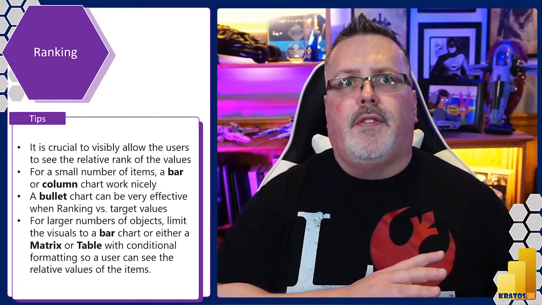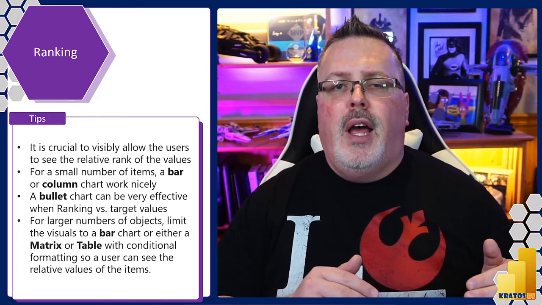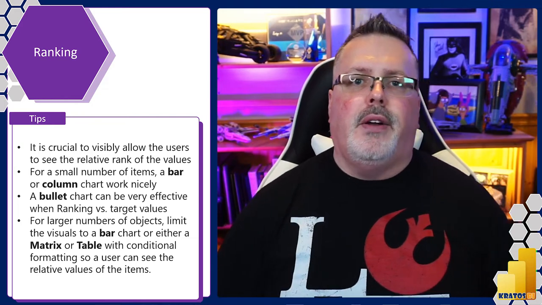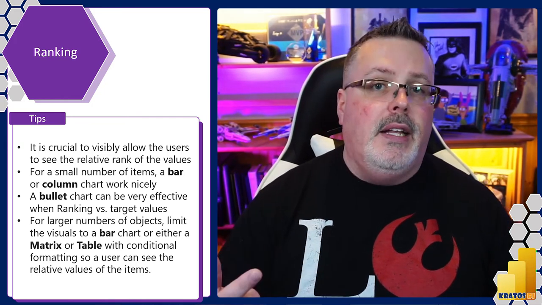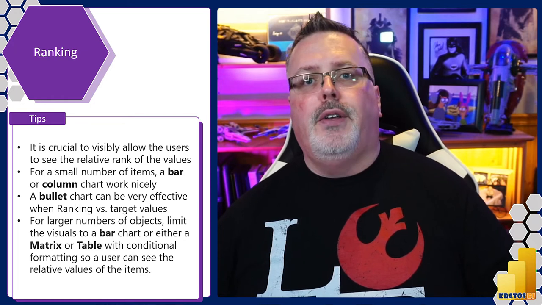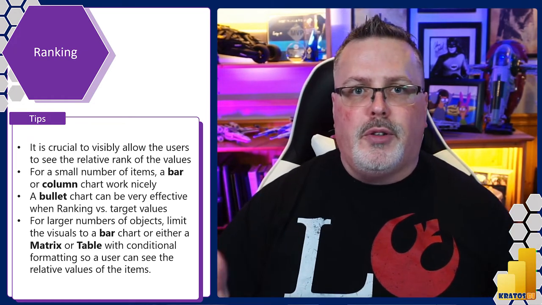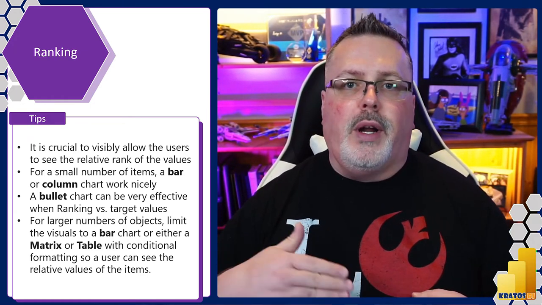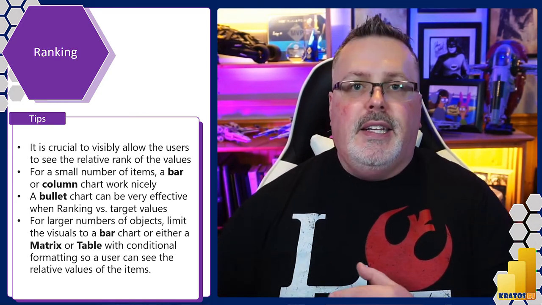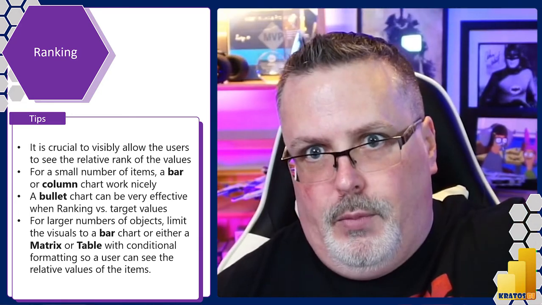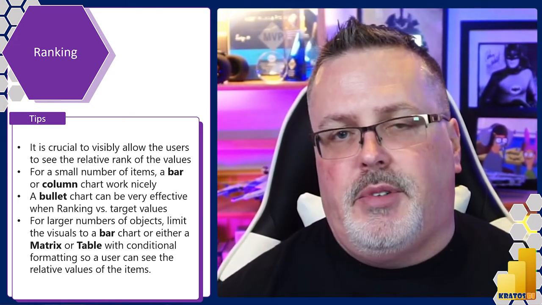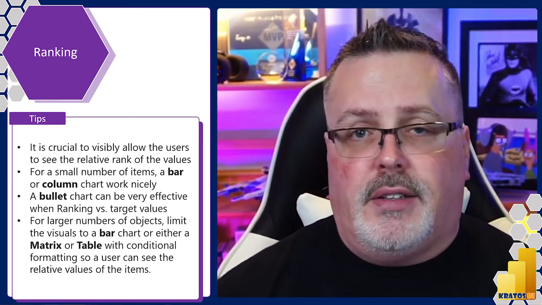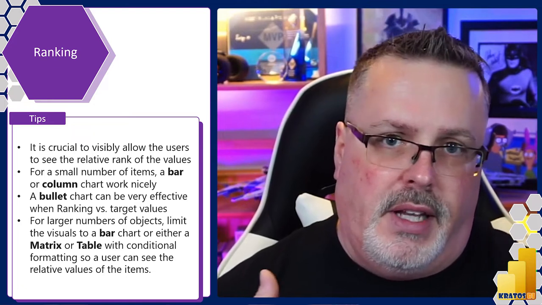But before we head into any of that, let's do a little synopsis of what we're talking about when it comes to ranking. When we're ranking information, we want to make sure that users not only see the ranked status that they're at, but understand ideally the relational value of how far those people or those products, or whatever we're ranking, are from one another, right? When one is 15 times number two, that's a big difference, right?